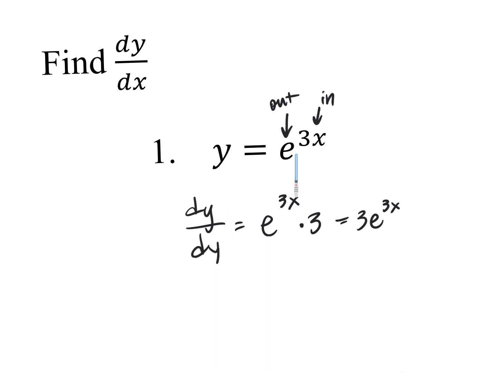The derivative of e to the anything is still e to the anything, times, we left my g, my inner. And then we got to multiply by the derivative of that inner. So it would be e to the 3x times 3.